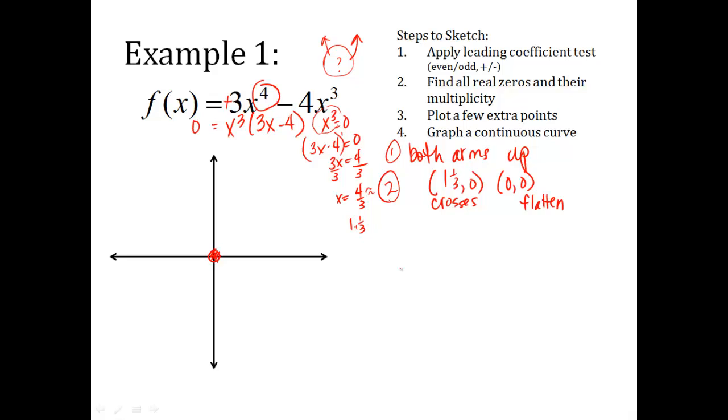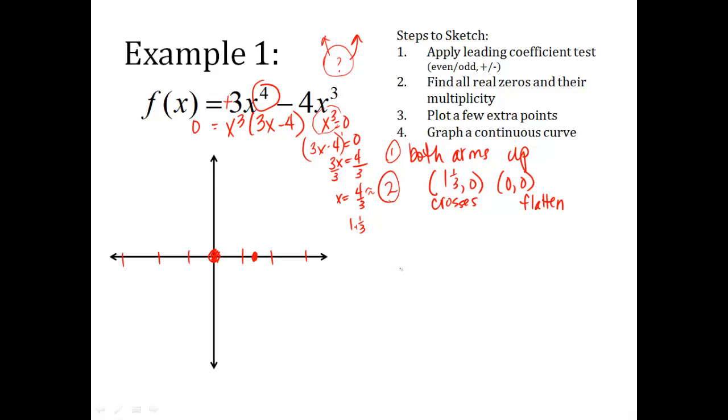Now, plotting my points. 1, 2, 3. I'm just going to space it out, so you kind of have some space here. All right, 1 1/3 is the other one right here. So it's going to cross through this part of the x-axis and through this one. This is where it's flattening, this is where it's crossing.